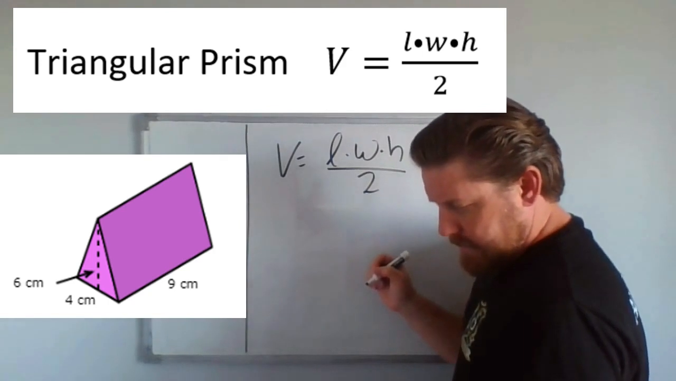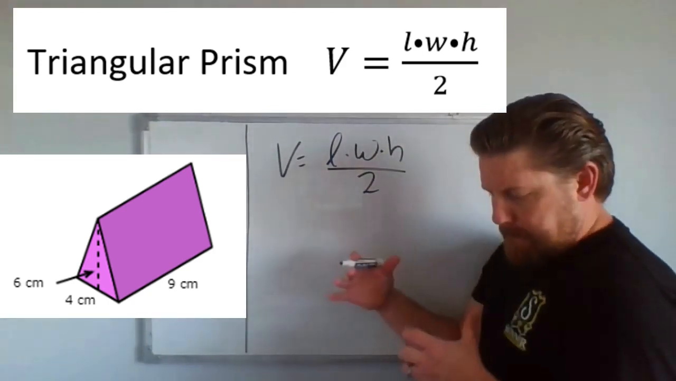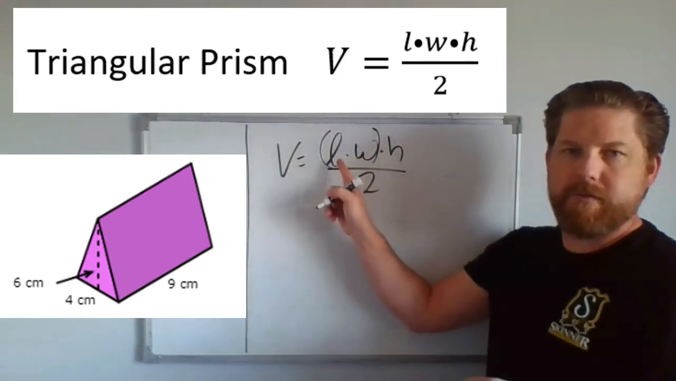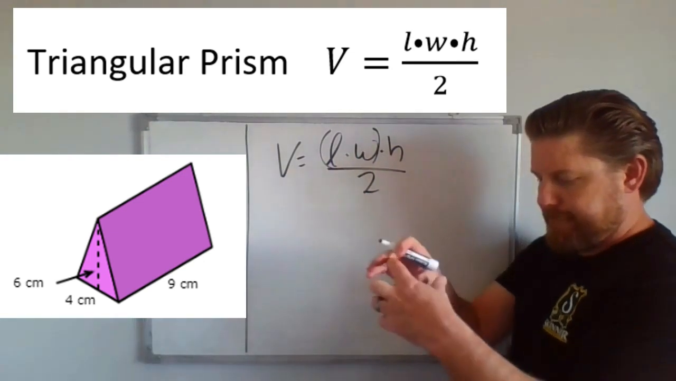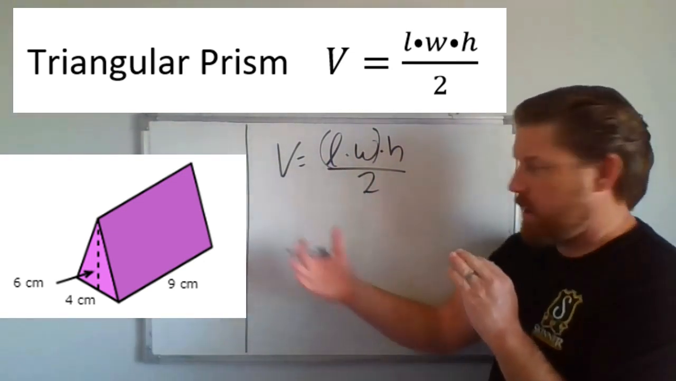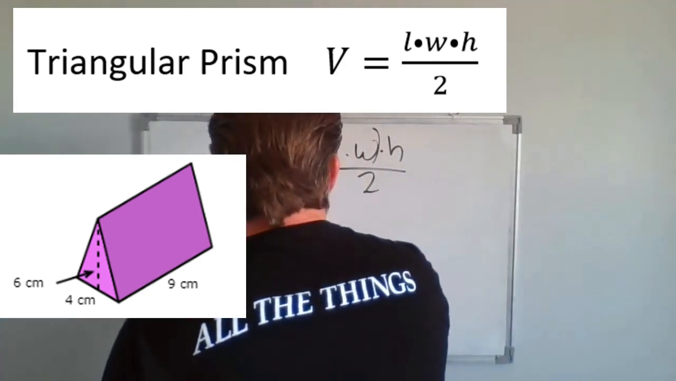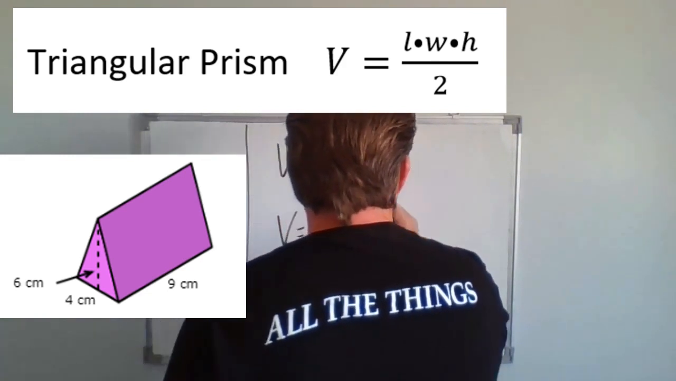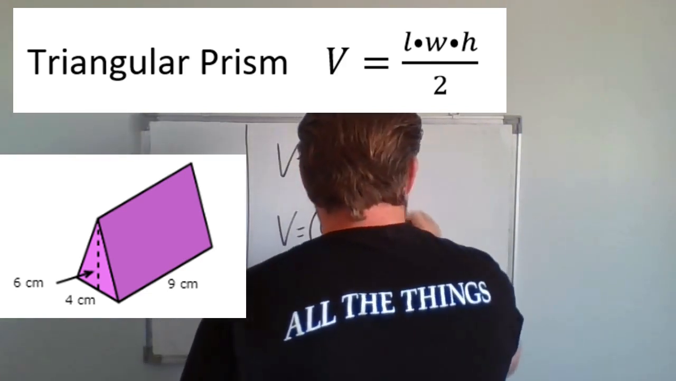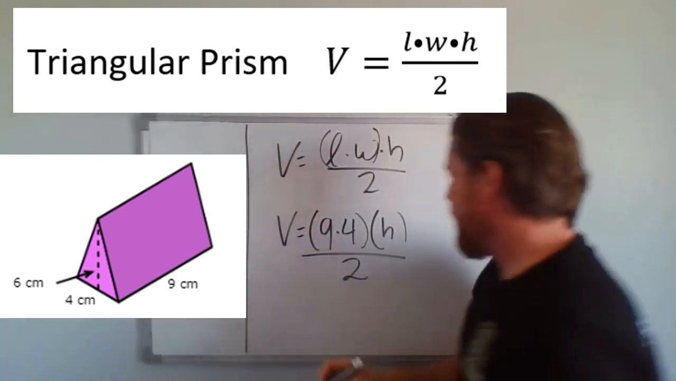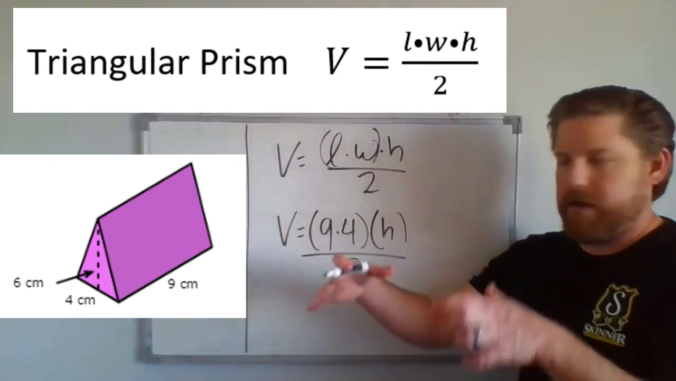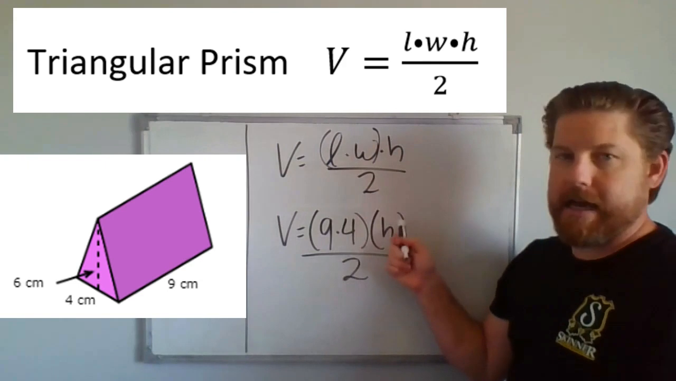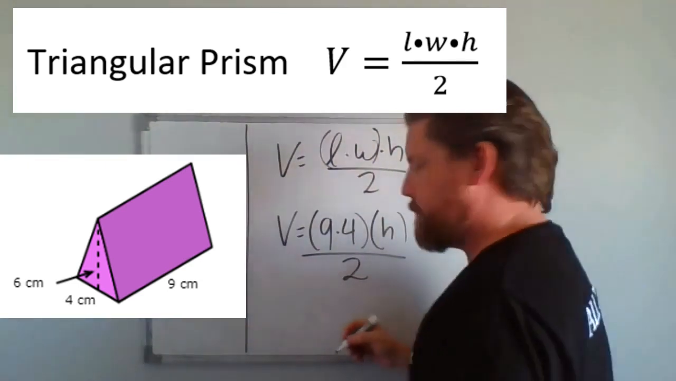So the one we're working with looks like it has a base rectangle. So like this is the area of the rectangle that we're looking for, and it looks like it's 4 wide by 9 long. Okay, so this is just the area of the base it's sitting on. Volume equals 9 times 4 times the height divided by 2. So plug those in.